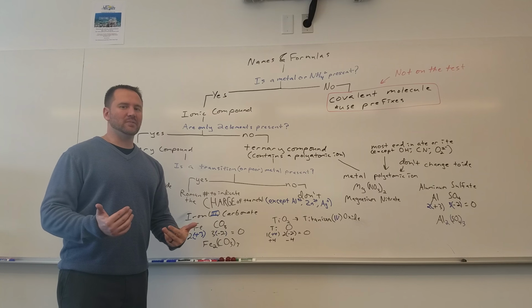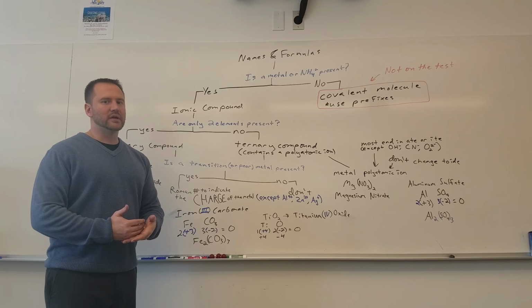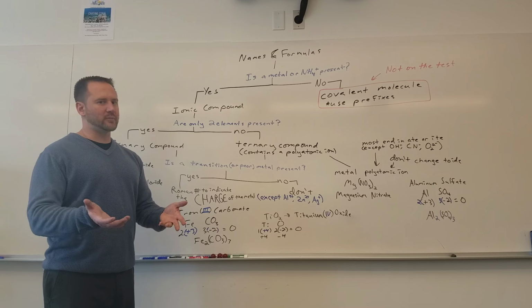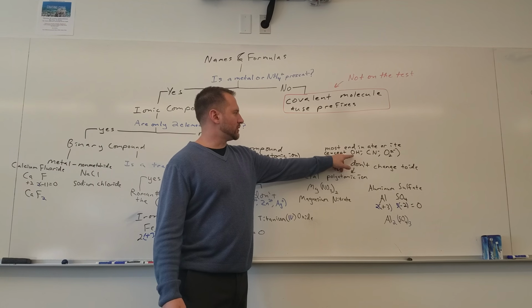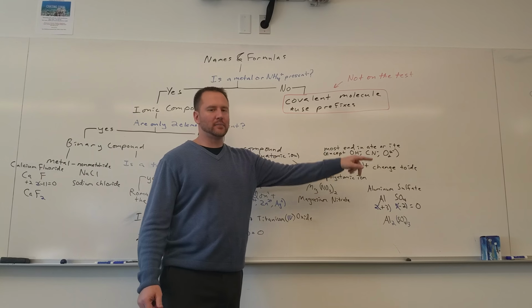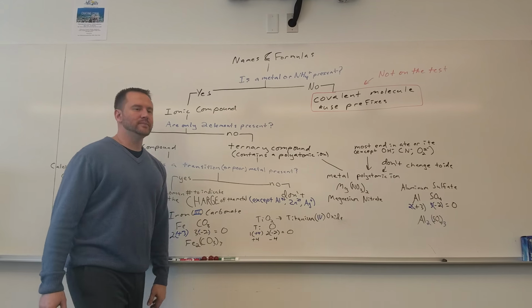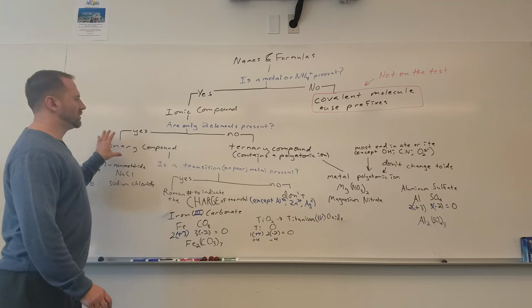And if you're given the name and you see either ate or ite, it's got a polyatomic ion in it. The exceptions to those, there are three that you need to know that end in ide, which is common for binary compounds and not polyatomic ions, but those are hydroxide, cyanide, and peroxide. If it's not one of those three and it ends in ide, it's going to be a binary compound.